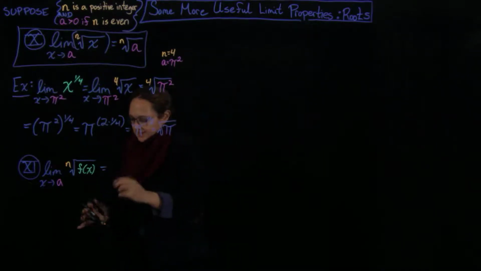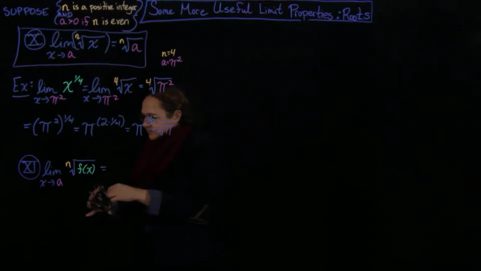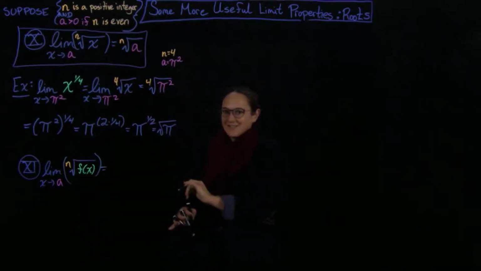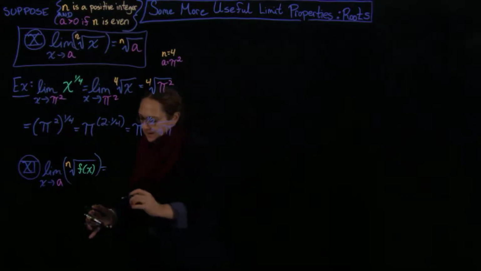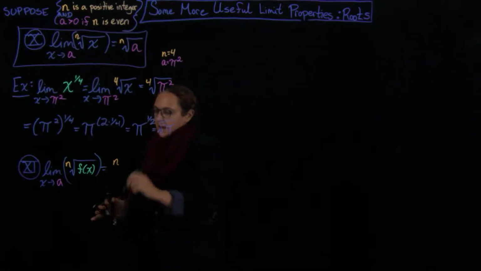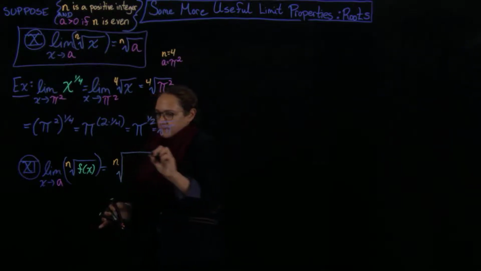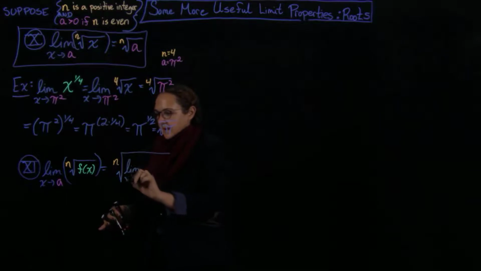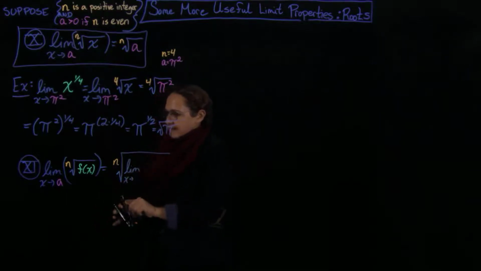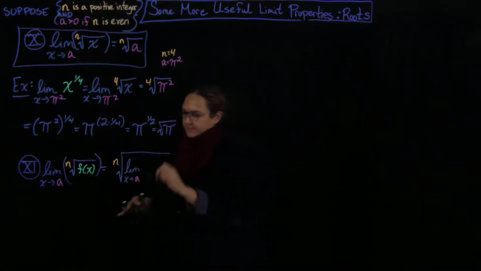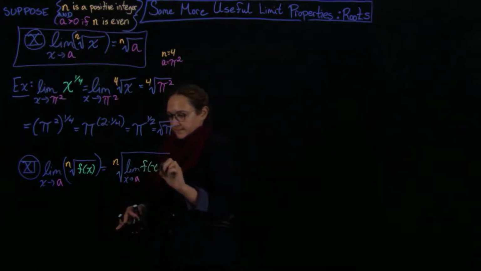So this is actually going to equal, what I'm able to do here is take the nth root to the outside, which is kind of the same thing as I'm doing there. So I'm going to take the nth root of the limit as x approaches a of the function, right? So I'm able to pull out the root, which is nice.